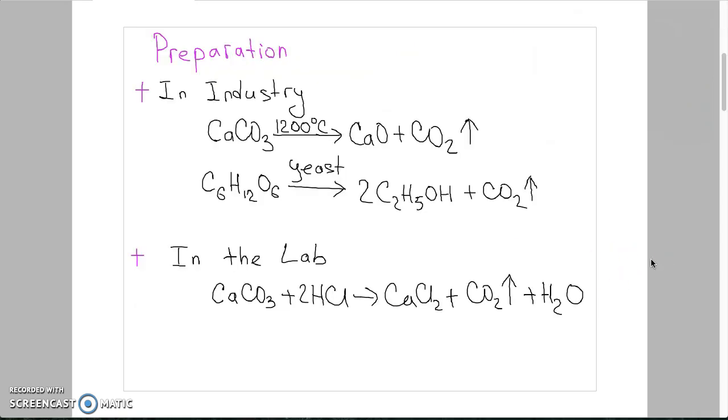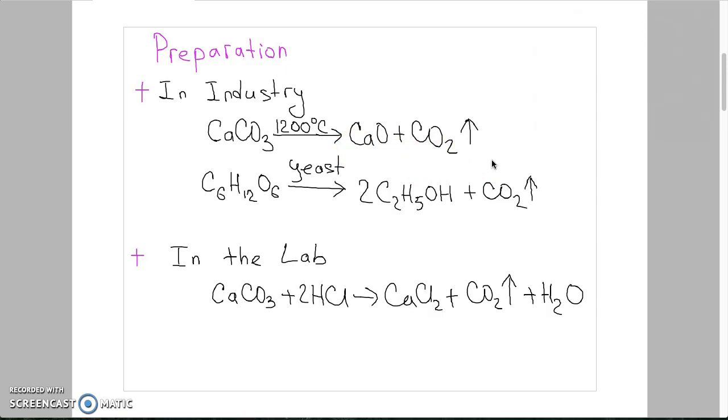Preparation. Carbon dioxide can be prepared in two ways in industry. Also it can be prepared in a laboratory. Carbon dioxide is produced when limestone is heated. Here we can see limestone heating, and in products we have calcium oxide and also carbon dioxide.